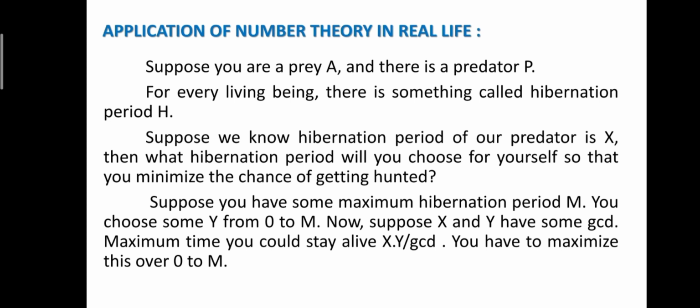Suppose you have some maximum hibernation period M, you choose some Y from 0 to M. Now suppose X and Y have some GCD, that is the greatest common divisor. The maximum time you could stay alive is equal to X times Y divided by GCD. You have to maximize this over 0 to M, hence done. By using this, you can calculate the hibernation period for yourself so that you minimize the chance of getting hunted.